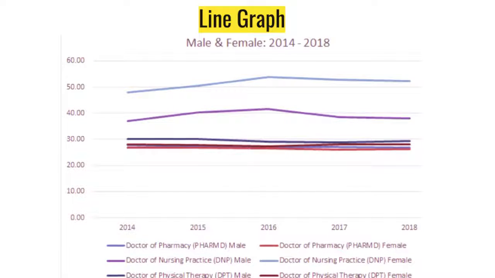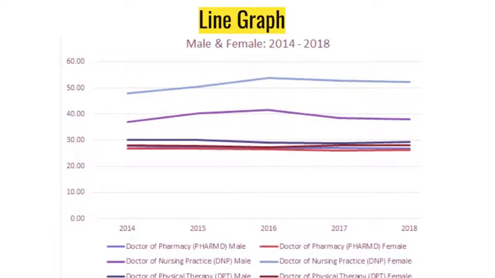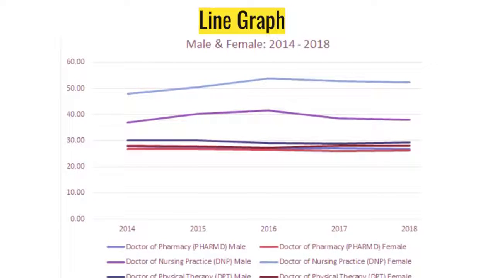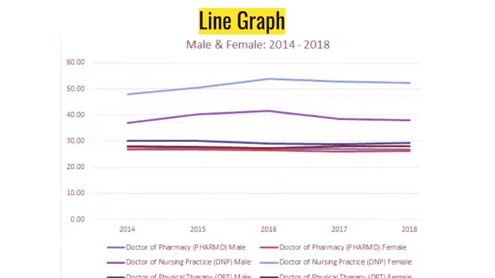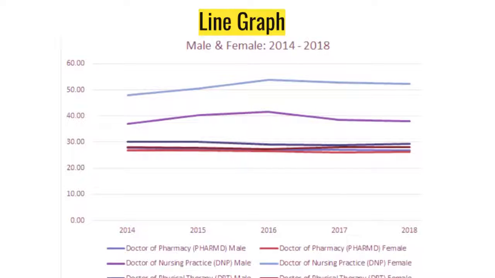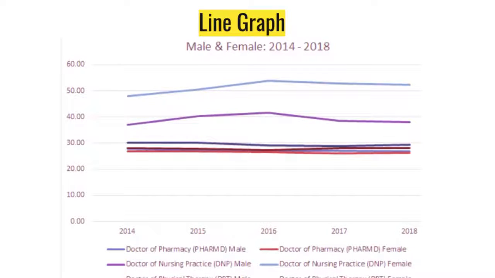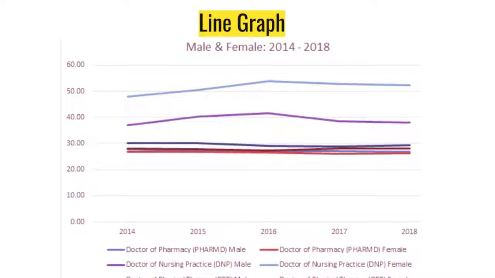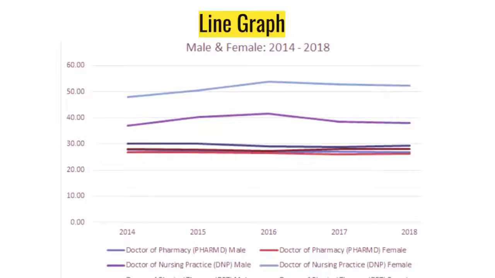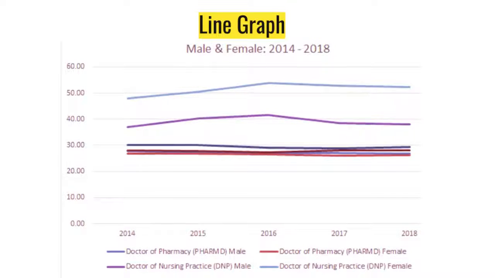So the first one we have is a line graph, and as you can see, it's broken up into the doctor programs, pharmacy, nursing, and physical therapy, and then it's further broken down by gender, male and female. The whole point of this graph was to make sure that the audience, which in this case would be those either enrolling in this program or those in charge of the program, have an idea of the ages of the people that are applying for their programs, that are currently in their programs, etc.